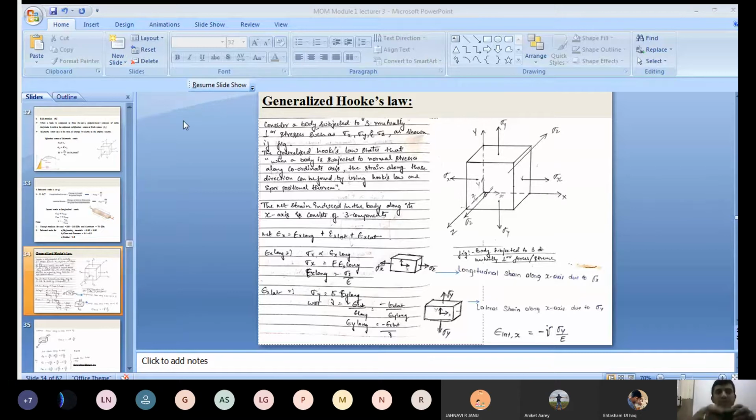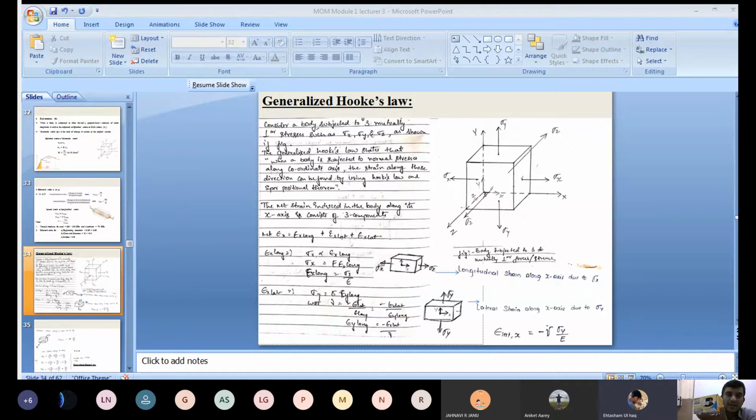Earlier we considered only if you apply a load in only one direction, how the material behaves. But here, if you consider a cube, see the sketch here, consider a cube. Actually the cube is not there here. Now consider this is a cube of length A, height also A, and width also A. I think this is visible in camera.